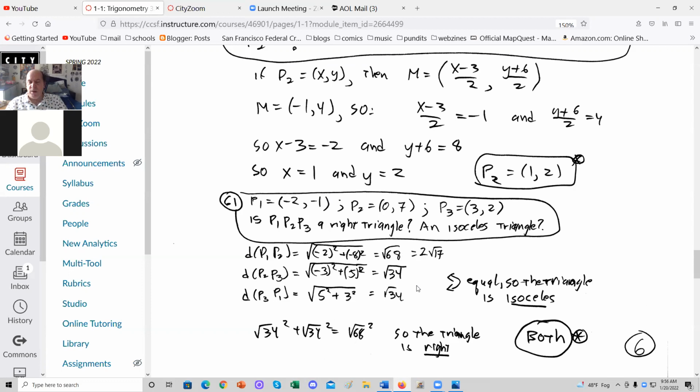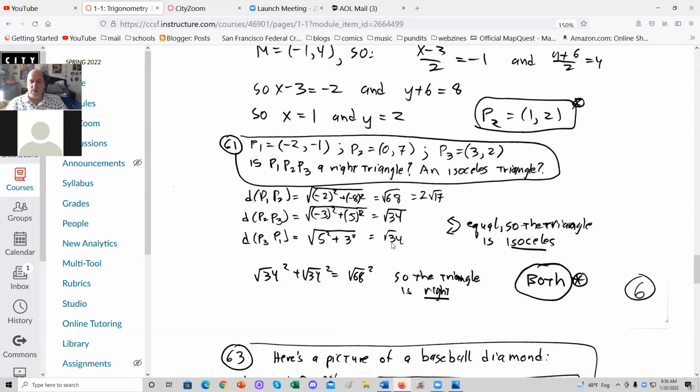Okay, so root 34, these are equal, so this is an isosceles triangle. And if you square these, root 34 squared plus root 34 squared does in fact equal root 68 squared. So this is also a right triangle. So this is an isosceles right triangle here.